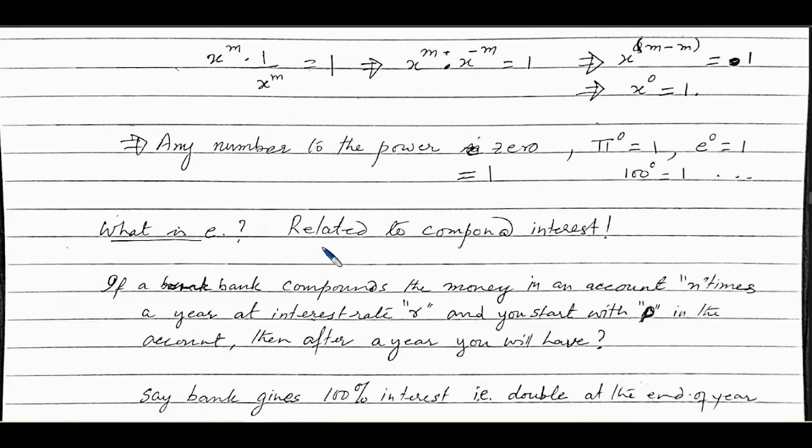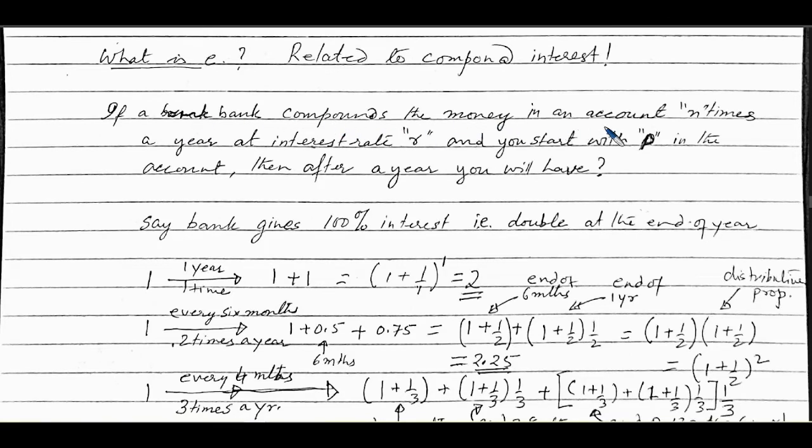So what is e? E is related to compound interest. If a bank compounds the money in an account n times a year, suppose it gives every quarterly or every half yearly or after a year, at an interest rate r, and you start with some amount, say 100 rupees. If you deposit 100 rupees, after a year you will get 100% interest. That means 100 becomes 200 rupees. So let us say a bank gives 100% interest, that is, double at the end of a year.